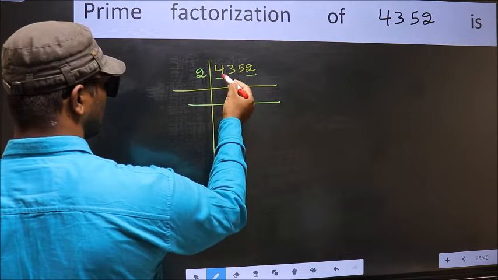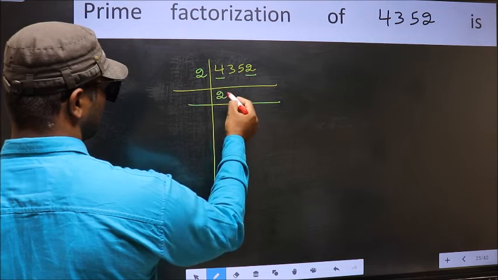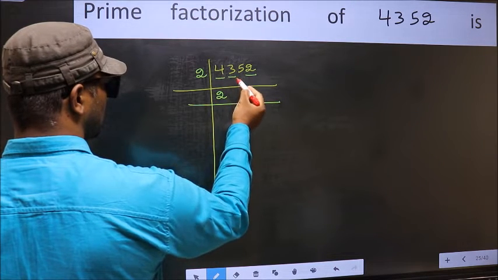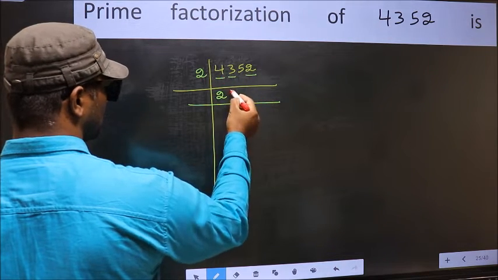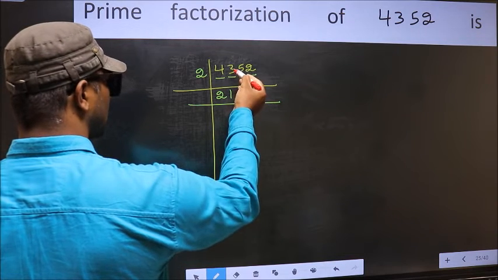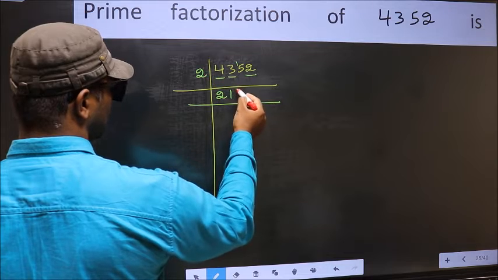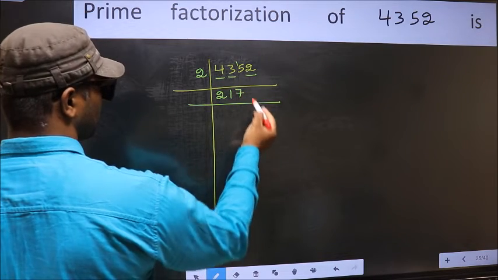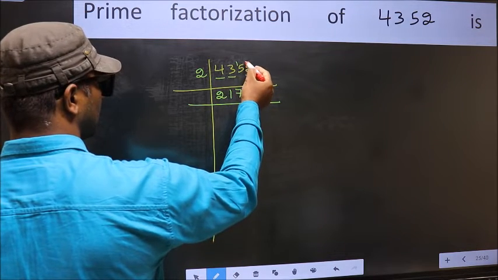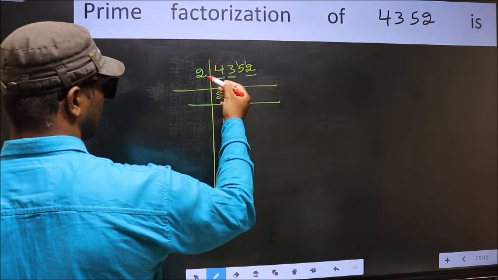First number 4, when do we get 4 in the 2 table? 2 2's are 4. The other number 3, a number close to 3 in the 2 table is 2 1's 2. 3 minus 2, 1. 1 carried forward, 15. A number close to 15 in the 2 table is 2 7's 14. 15 minus 14, 1. 1 carried forward, 12. When do we get 12 in the 2 table?